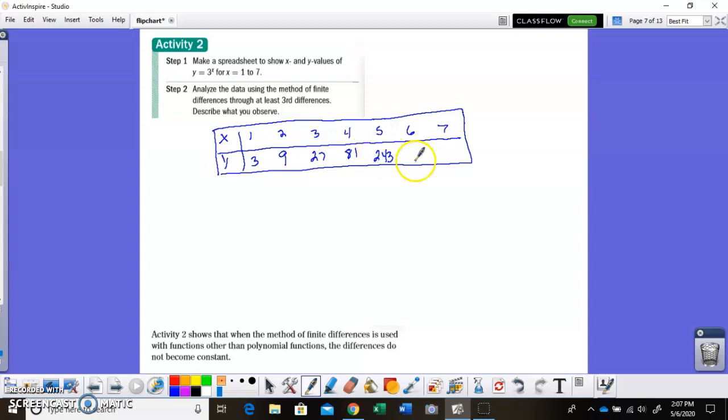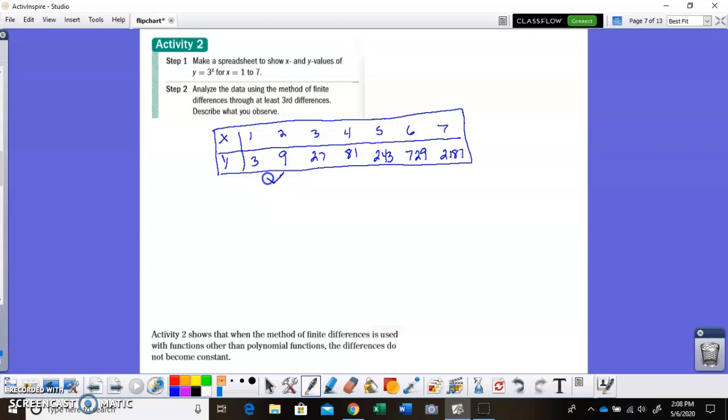3 to the sixth power is 729. And finally, 3 to the seventh power is 2,187. And then step 2 tells us to go ahead and do the finite differences. It says analyze the data using the method of finite differences through at least the third set of differences and describe what you observe. Okay, so that means I'm going to do this first line.